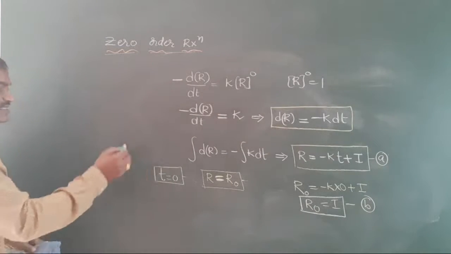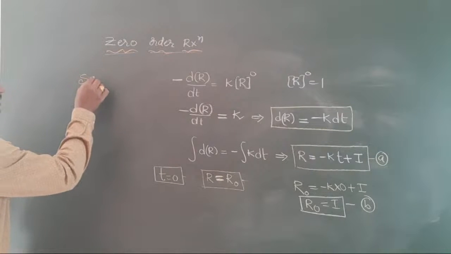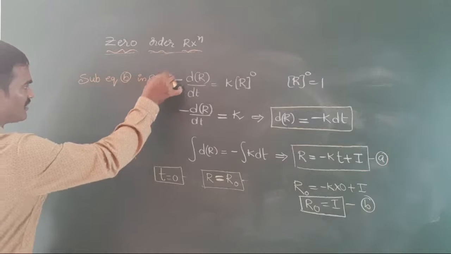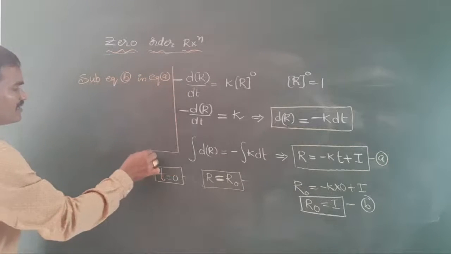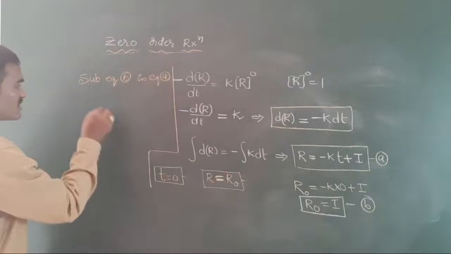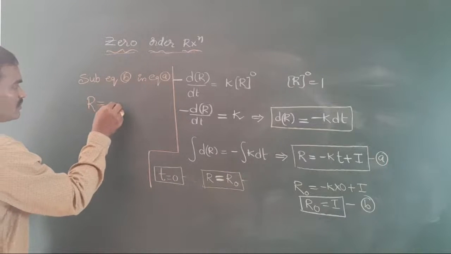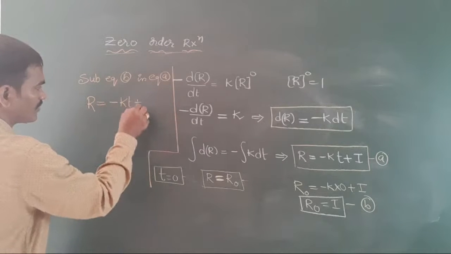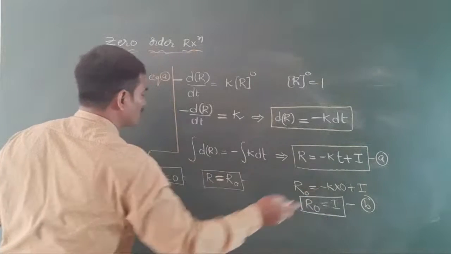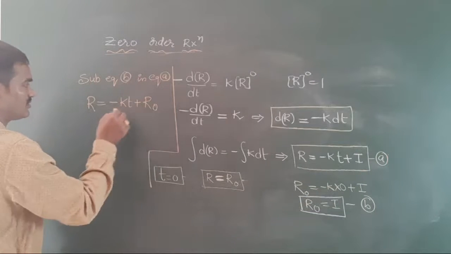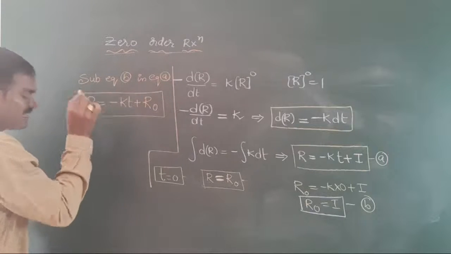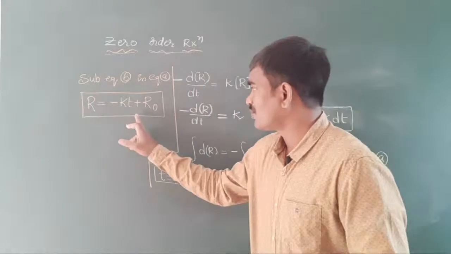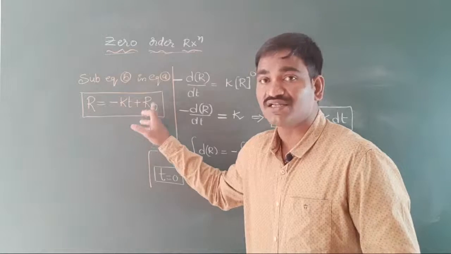Now what we are doing is, substitute equation B in equation A. So now I am substituting here. You see, R is equal to minus kt plus I, and I is equal to R naught, no? So therefore you can take R is equal to R naught minus kt. Is it clear? So this is the integrated rate equation for zero order reaction. Everyone should focus on the integrated rate equation for zero order reaction.